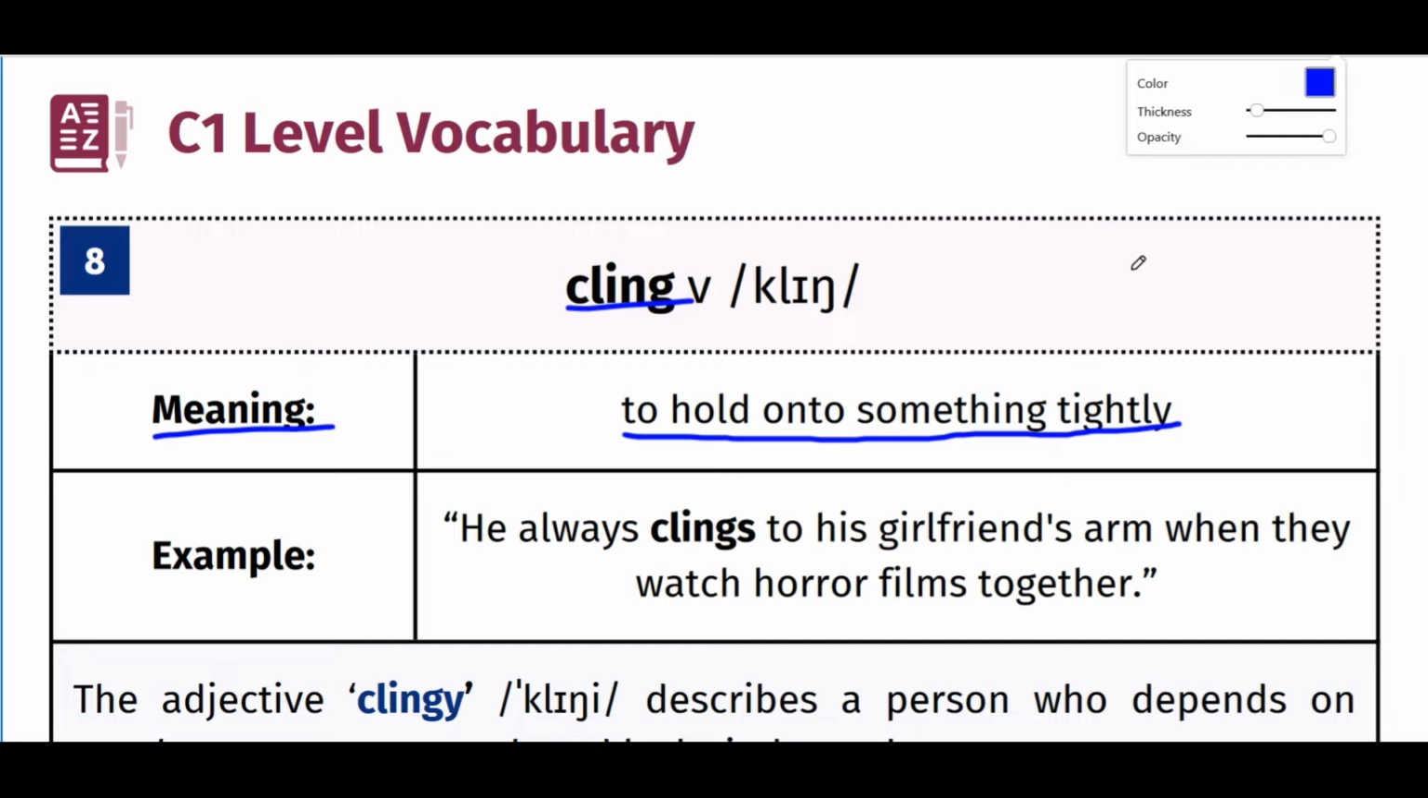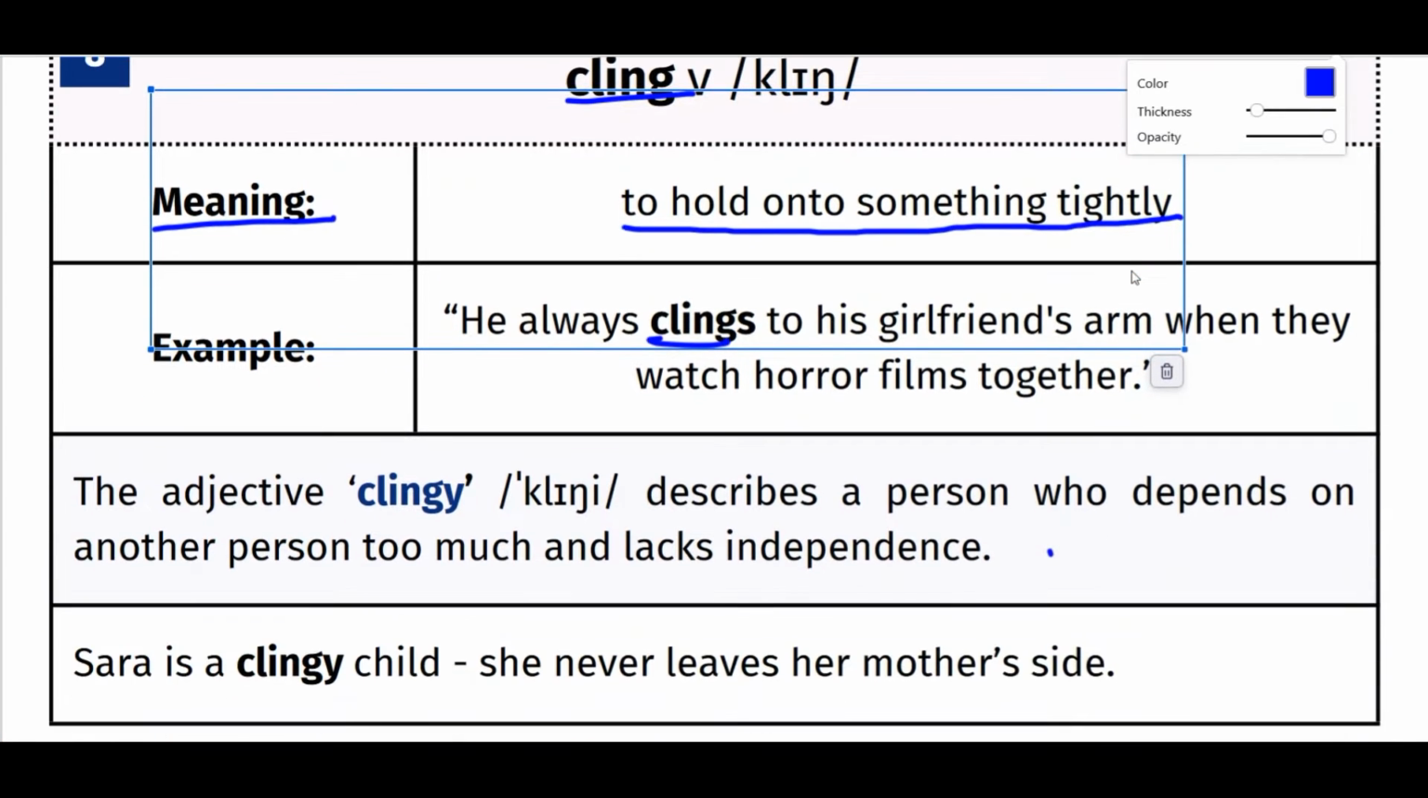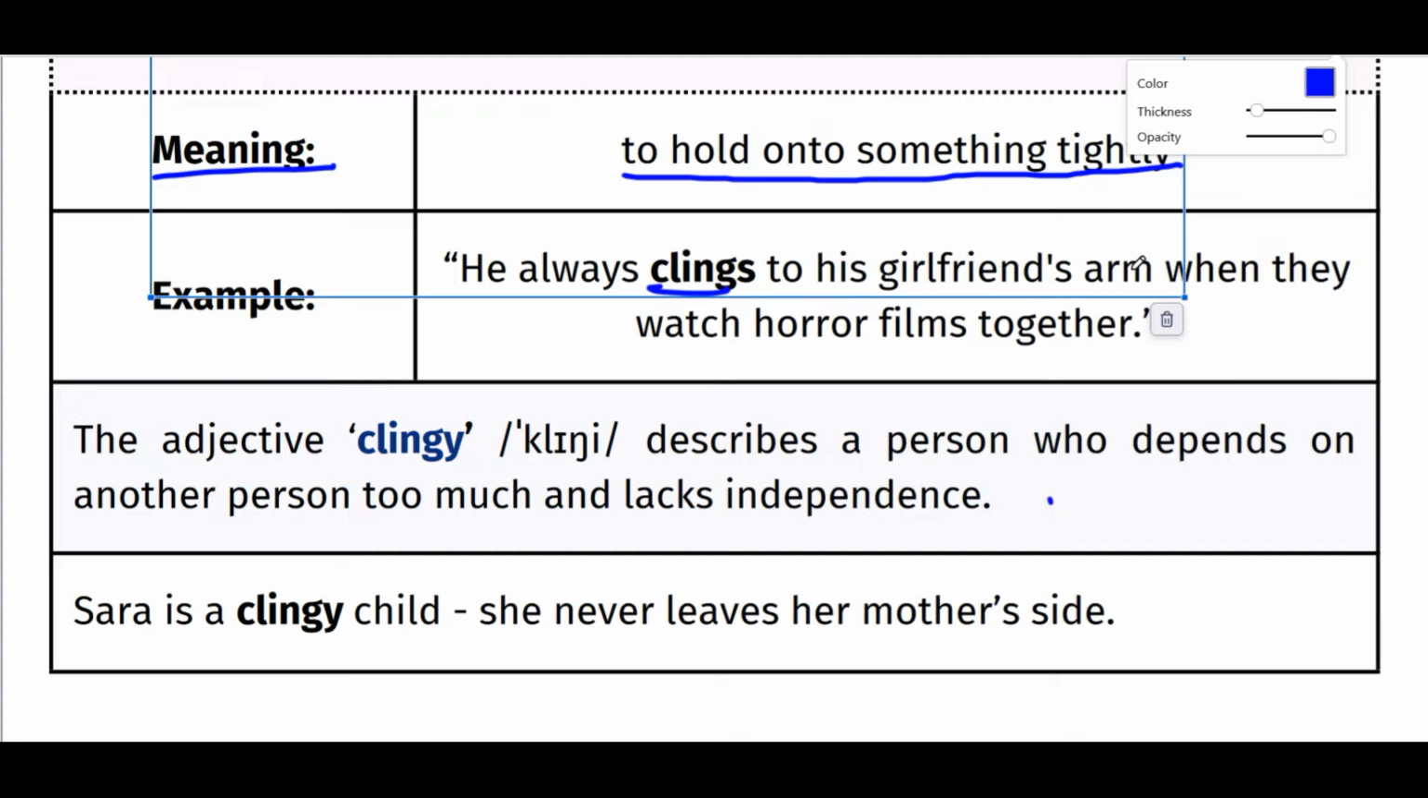For example, he always clings to his girlfriend's arm when they watch horror movies or films together. So this simply means that the man always holds on to his girlfriend's arm when they watch horror films together. So this can be because the guy is afraid of the scenes from the horror movies.